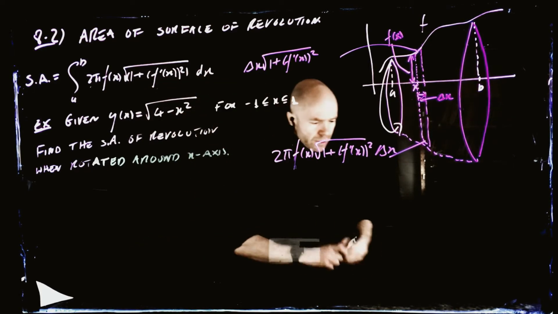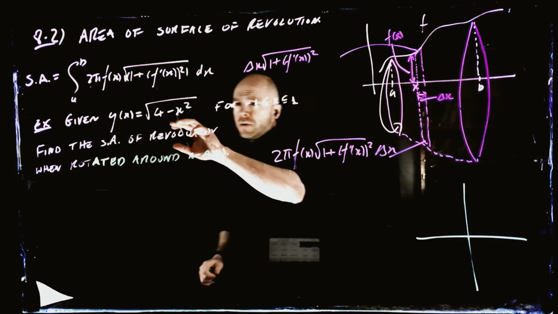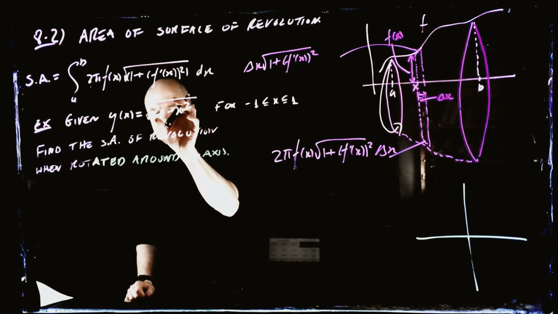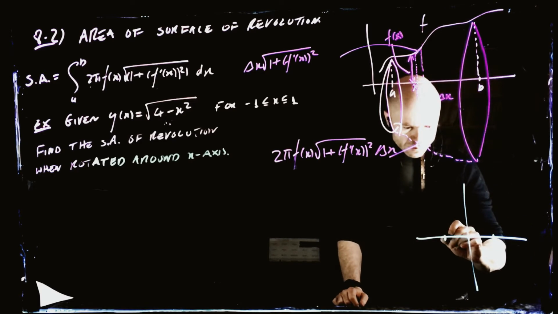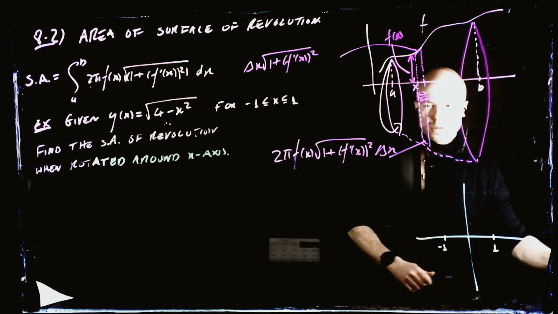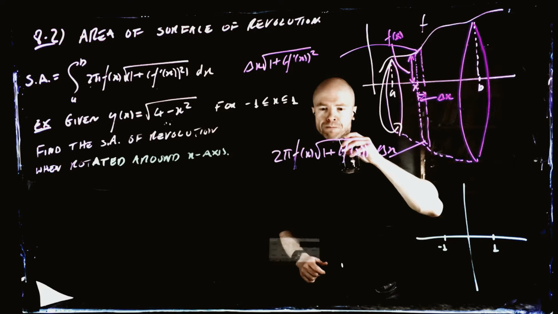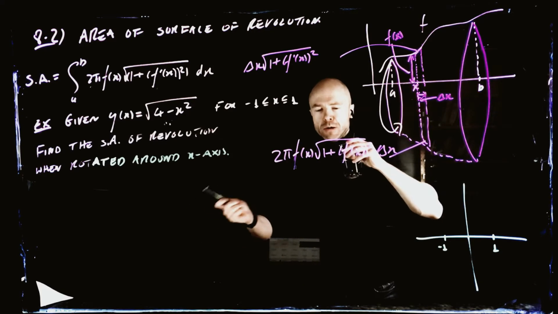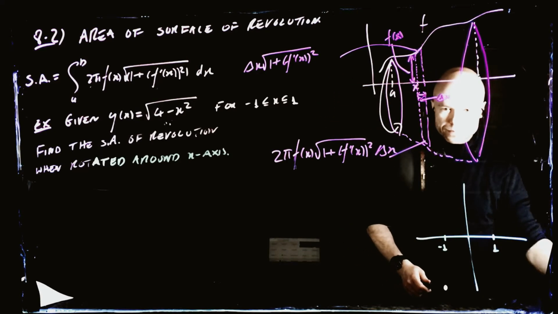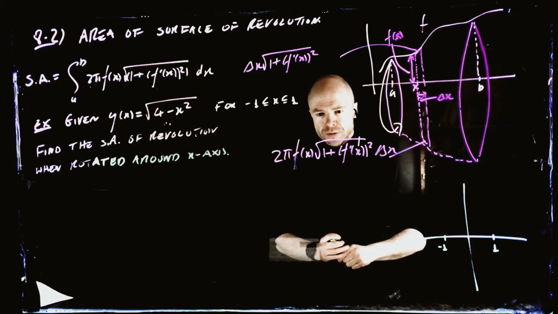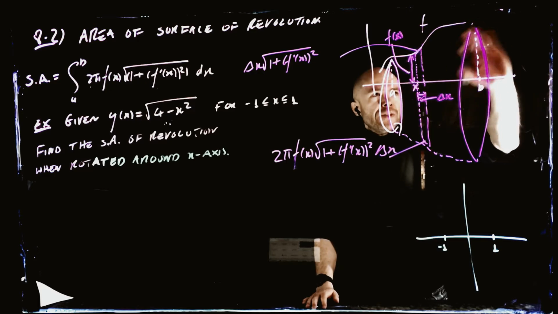Okay, as always, we're going to start with a picture. All right, so what does this look like? Where do you recognize this? So when you see x goes to the square root of 4 minus x squared, what's that? Yeah, it's a part of a circle.